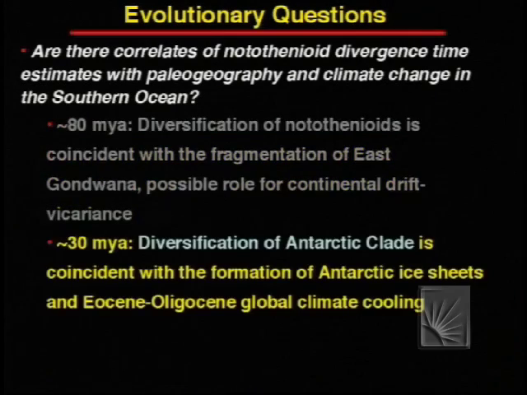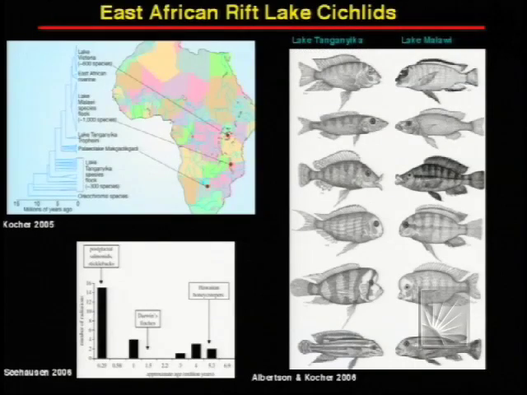When you have the formation of a barrier to dispersal via some kind of abiotic factor, that's what we call vicariance. And then we see at 30 million years, we're converging on an age estimate for the diversification of those Antarctic Notothenioids. And indeed, this is coincident with the formation of Antarctic ice sheets that we hypothesize occurred at the Eocene-Oligocene period, where we see a pattern of global climate change. So now we can think about these Notothenioids in a really interesting light.